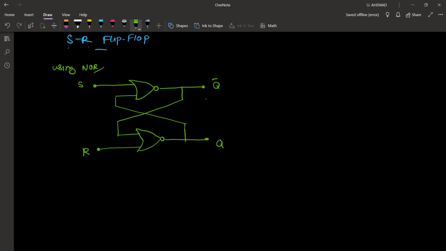So initially, let's say the value for set, I'll put down the truth table for SR flip-flop. Truth table. This is for SR flip-flop using NOR gates. So this is S, R, Q and Q bar.